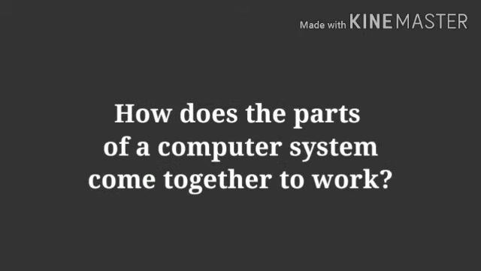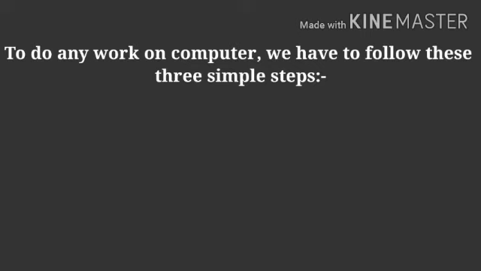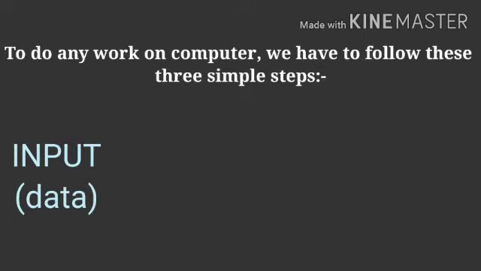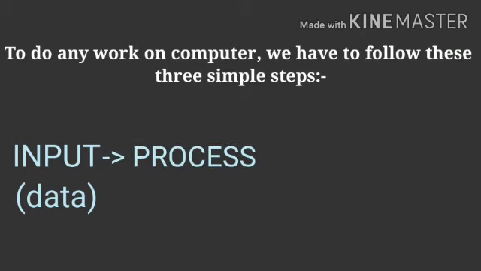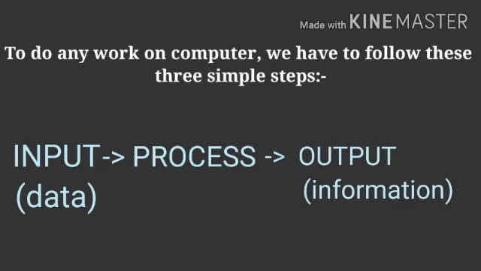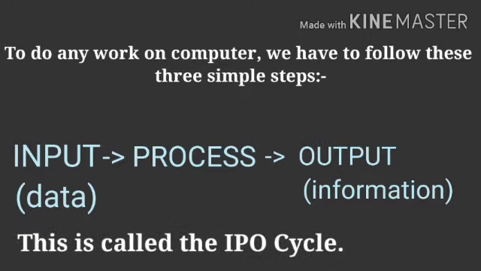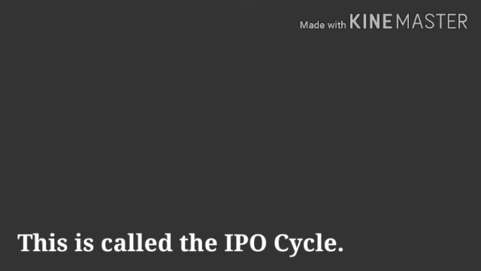So the next question that comes in our mind is, how do the parts of a computer system come together to work? To do any work on a computer, we have to follow these three simple steps. First, input, then process, and finally the output. These three basic steps together are called IPO cycle, that is input process output cycle.